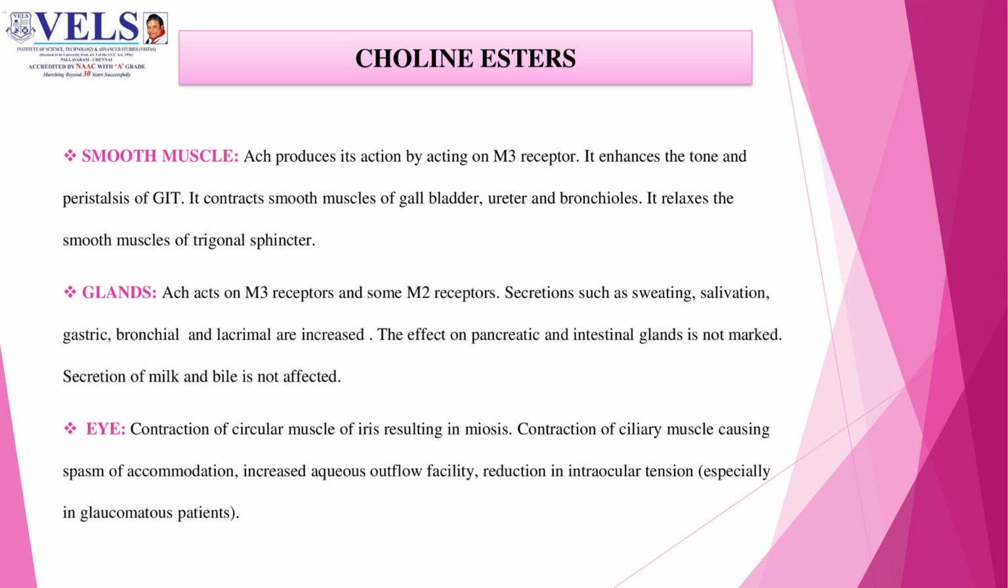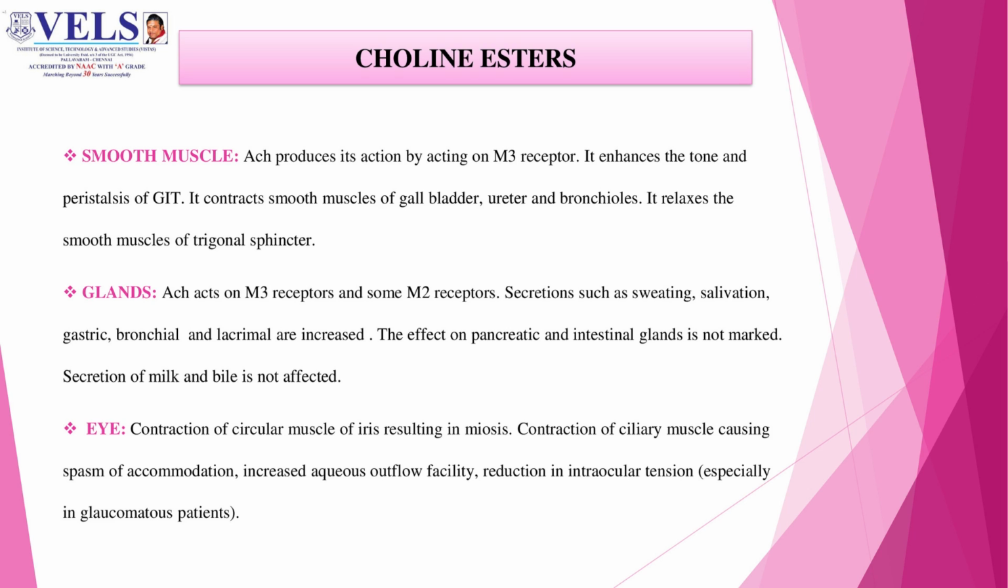Smooth muscle. Acetylcholine produces its action by acting on the M3 receptor. It mainly enhances the tone and peristaltic movement of the GIT. It contracts the smooth muscles of the gallbladder, ureter and bronchiole, whereas it relaxes the smooth muscle of the trigone sphincter.